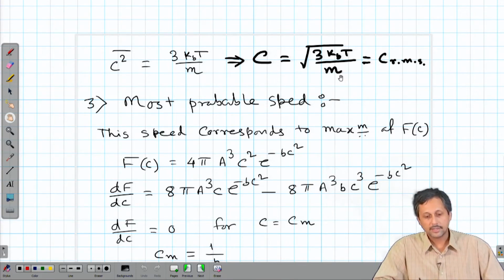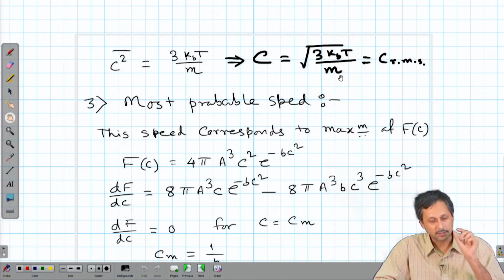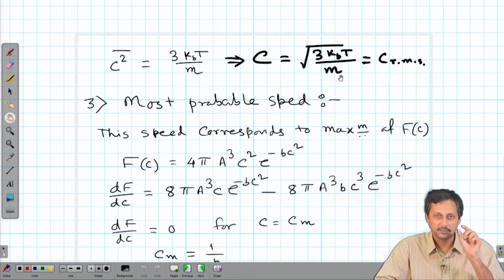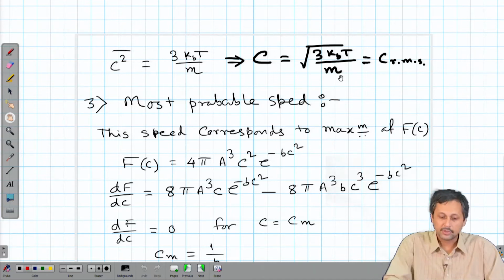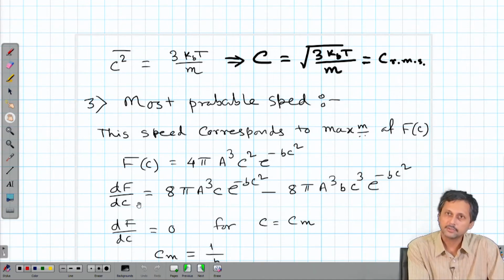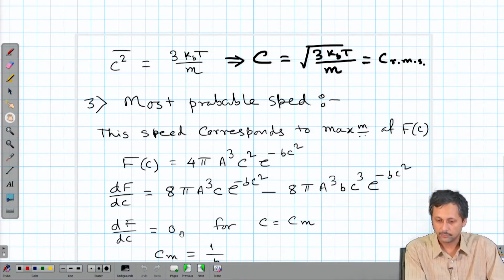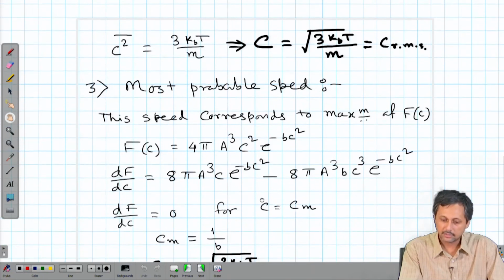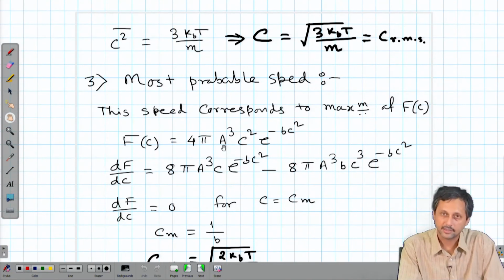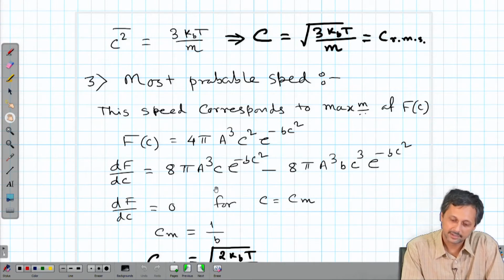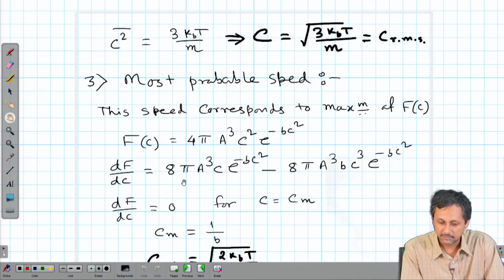Now, in order to get that, we have to take the function F(c), that is the Maxwell speed distribution function, and take the derivative of that function with respect to c, and then set this equal to 0. Once again, just to avoid complication, we are not writing a and b explicitly, we are simply differentiating the expression 4 pi a cubed c square e to the power minus b c square.